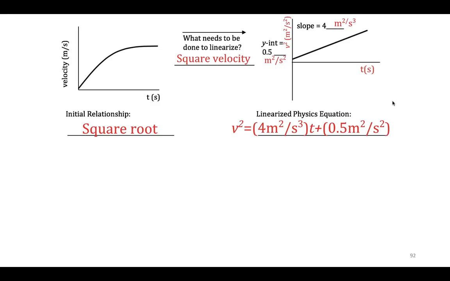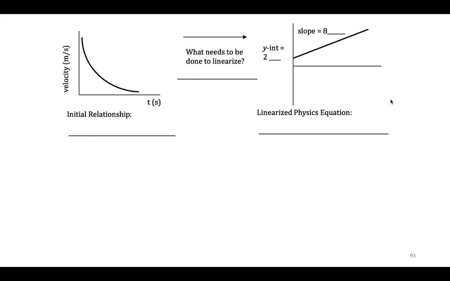Okay, let's try the last one. Pause me again, try this one. All right, so this is an inverse relationship. What do we need to do to linearize an inverse? We take 1 over all the x values. So here that's 1 over time.